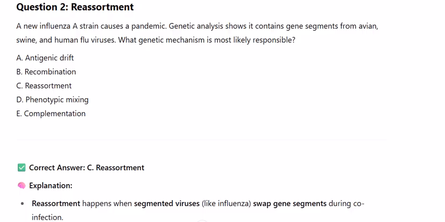Reassortment. Explanation. Reassortment happens when segmented viruses, like influenza, swap gene segments during co-infection. This process is responsible for antigenic shift, which can cause pandemics.